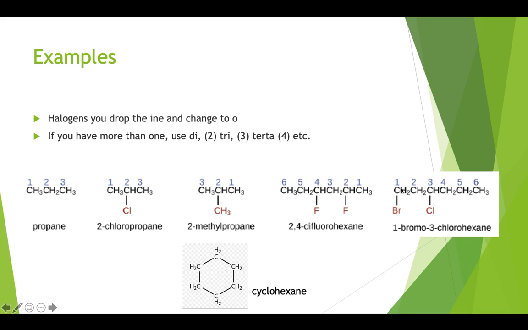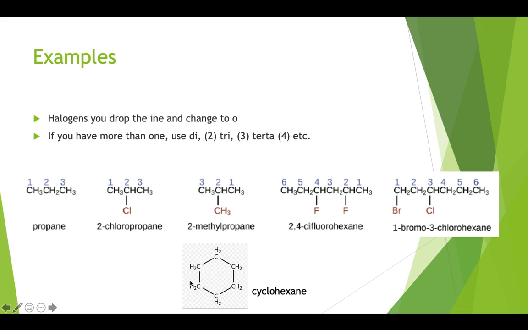Here we have a bromine on carbon 1 and a chlorine on carbon 3. We are not putting them in number order, we're putting them in alphabetical order. It's still 6 carbons long, and I always name the longest chain first. So I write out hexane, then I write we have a 3-chloro and a 1-bromo. So it would be 1-bromo, 3-chlorohexane.